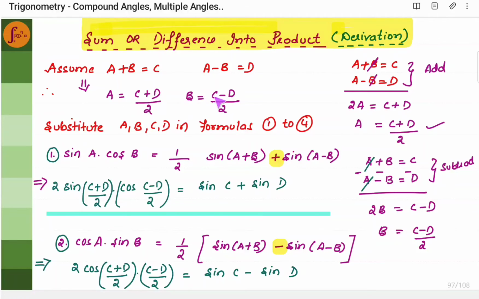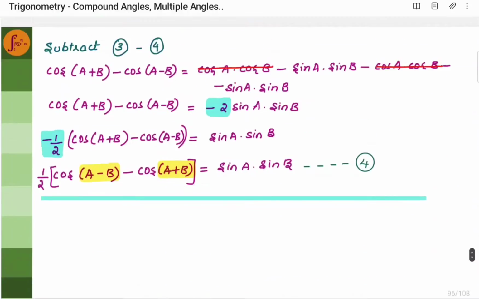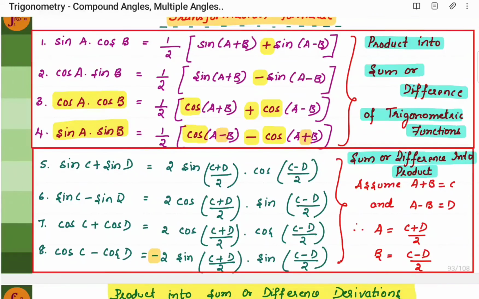We'll substitute a and b values in the four formulas that we just saw. In these formulas, we'll substitute a as c plus d by 2 and b as c minus d by 2. So you'll take this formula. What is a plus b? A plus b is c. Substitute. What is a minus b? A minus b is d. So we'll substitute this way and we'll get these formulas.